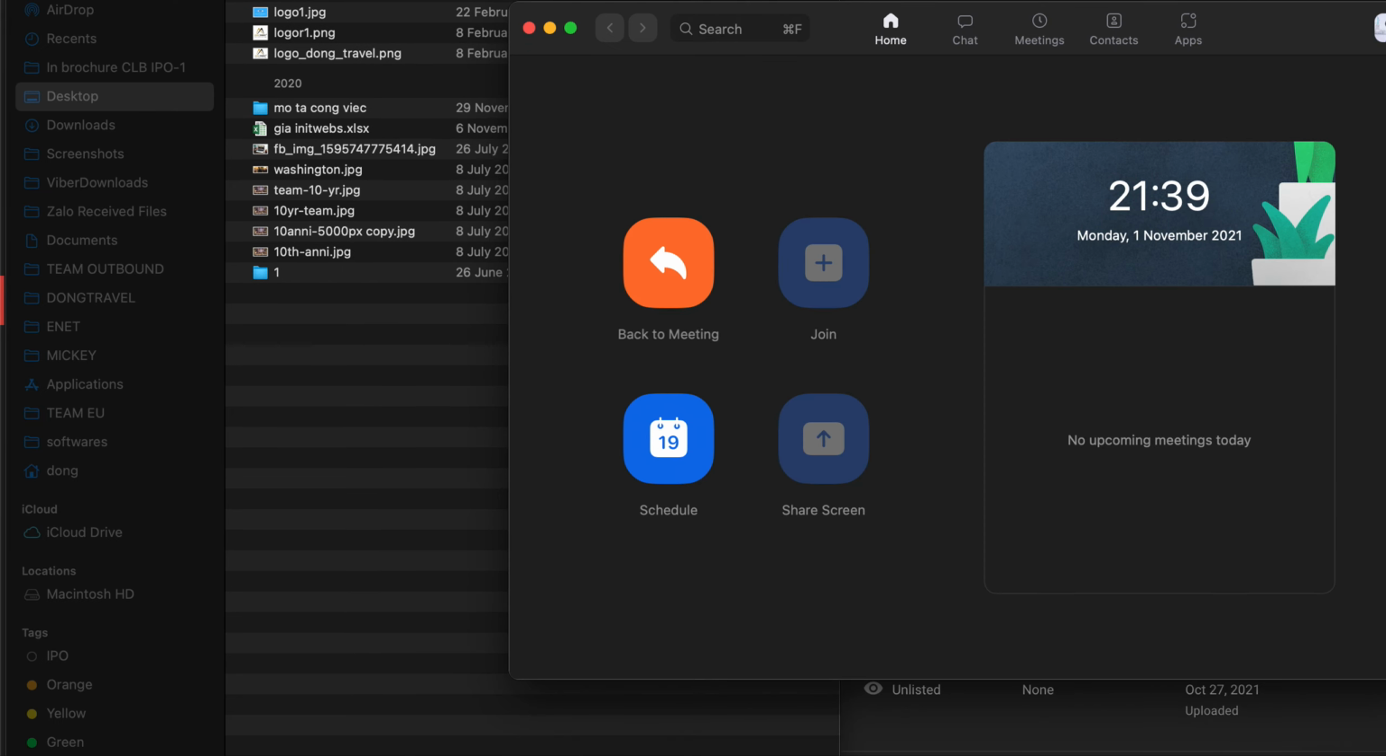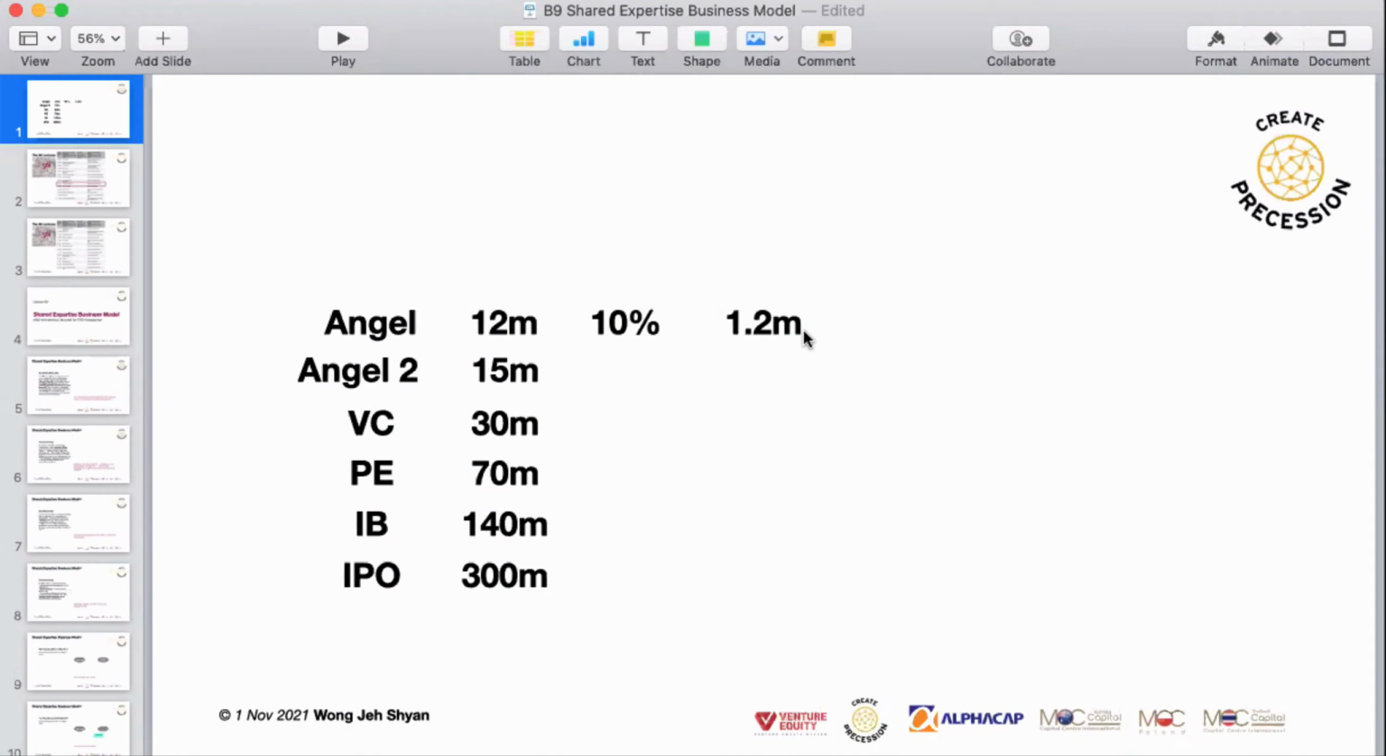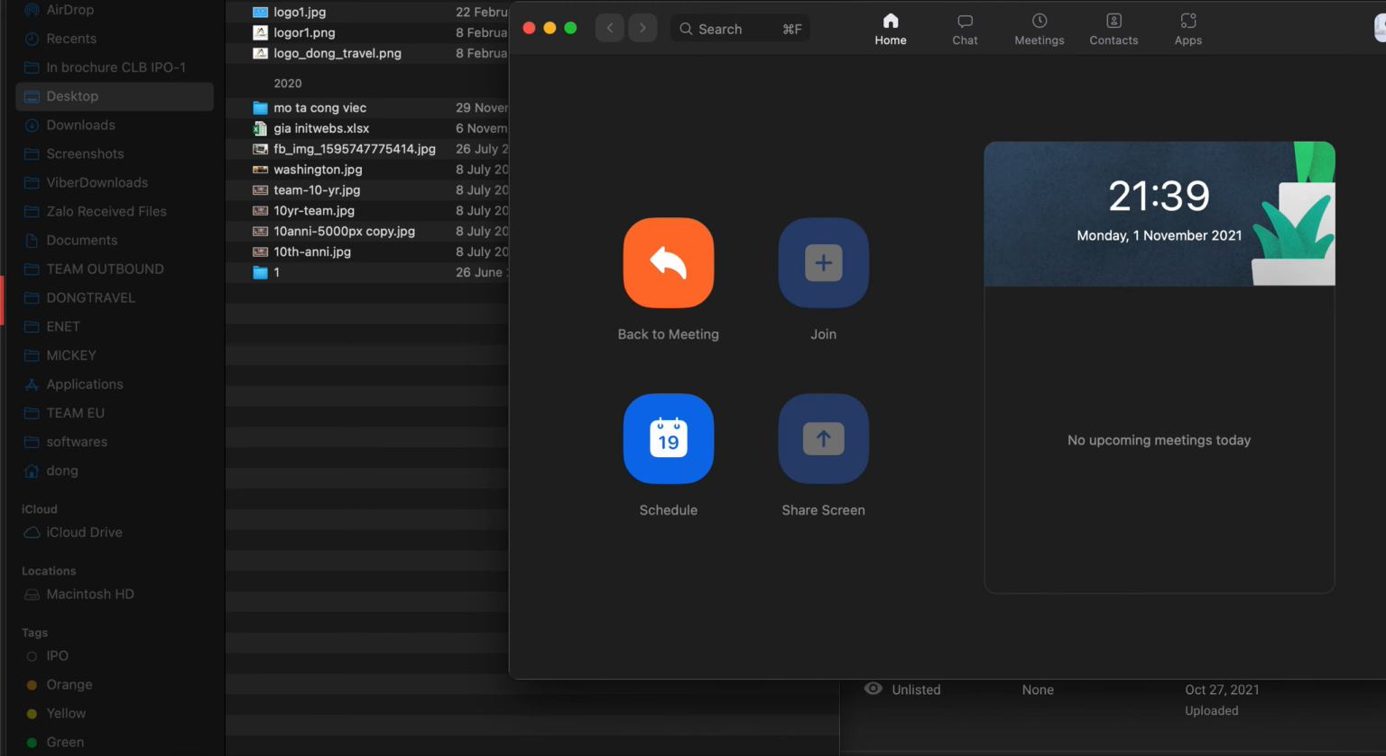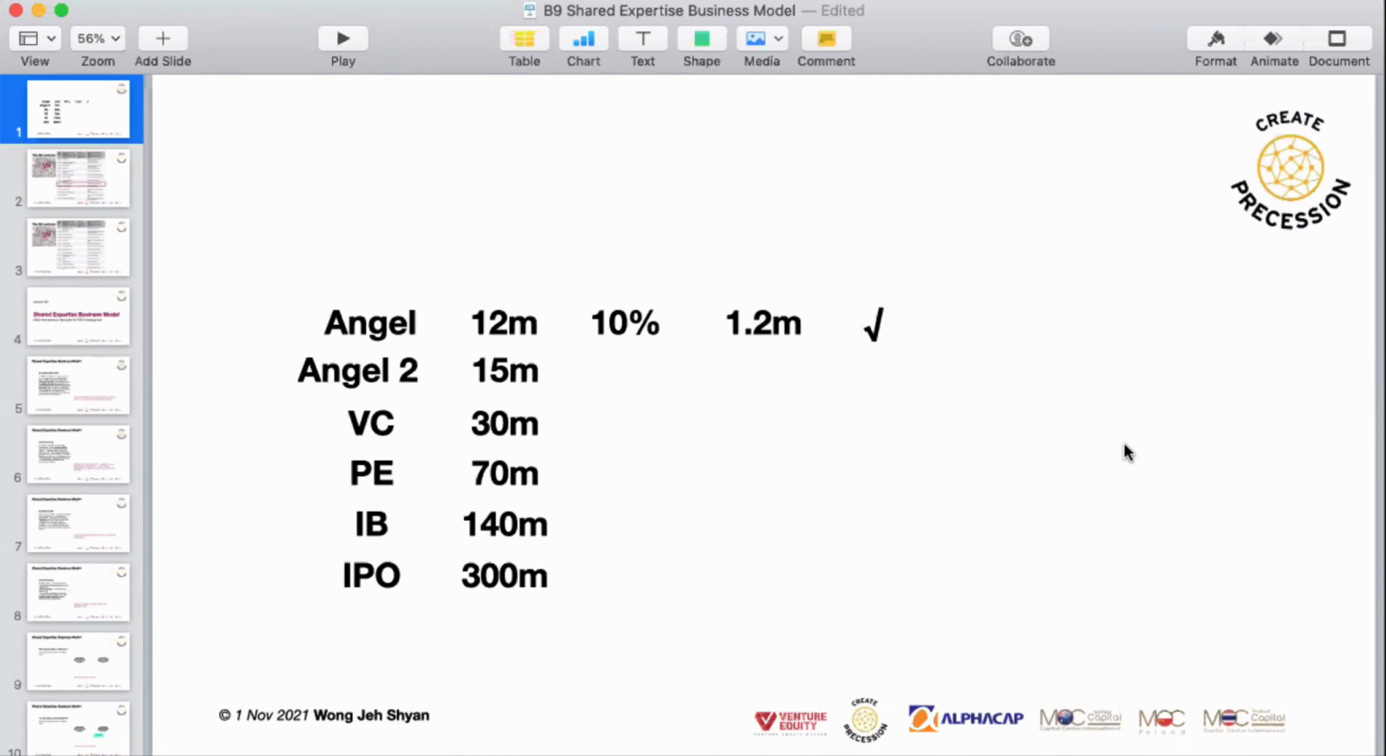Yes. I have an angel round, 12 million. I did 10%, I raised 1.2 million. And you know what? I successfully raised the whole thing, so I raised in full. I'm so confident. Next round, I still got a lot of buyers. I raised 20%. How much do I raise at 20% here? 30 million, and 20% is 3 million.